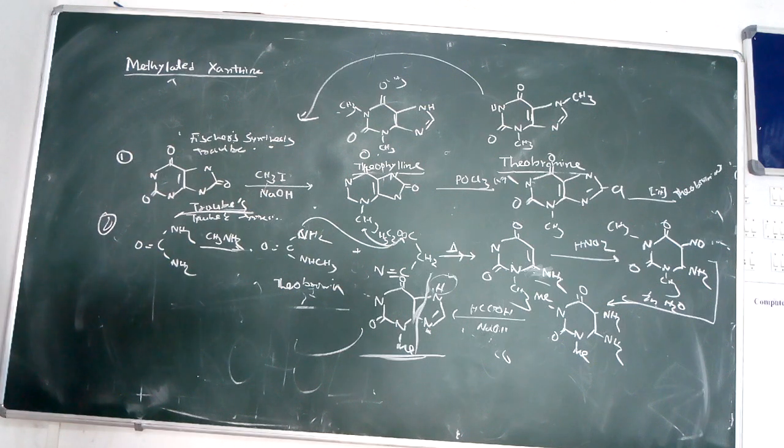So the uses of theobromine and theophylline: theophylline is used as a bronchodilator, CNS stimulant, as well as in the treatment of neonatal apnea, whereas theobromine has various uses like that. It is used in the treatment of asthma, and also has vasodilator activity. Okay, so that is all about the methylated xanthine.